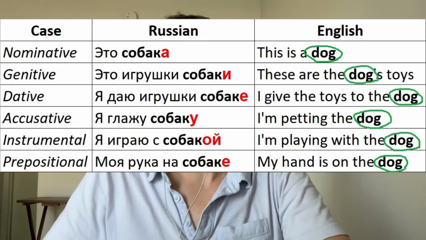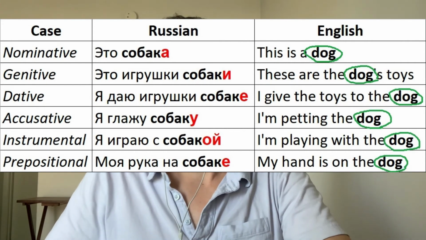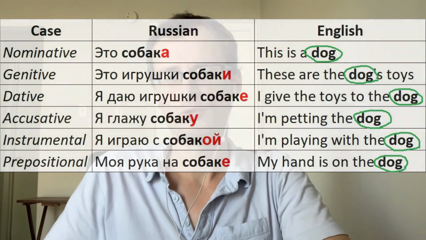So we can see that the word dog did not literally change in any of the examples. Well, maybe in the genitive, right? When in English you would say these are the dog's toys. So you do add the apostrophe s. But by and large, we didn't see any changes to our noun. Whereas in Russian, we pretty much changed the ending in each case.